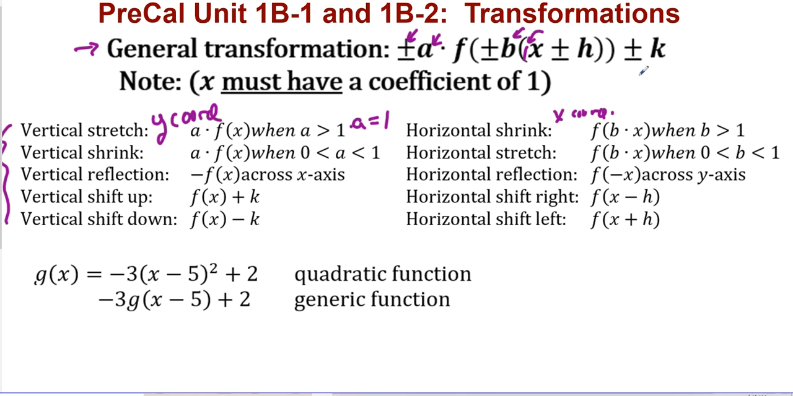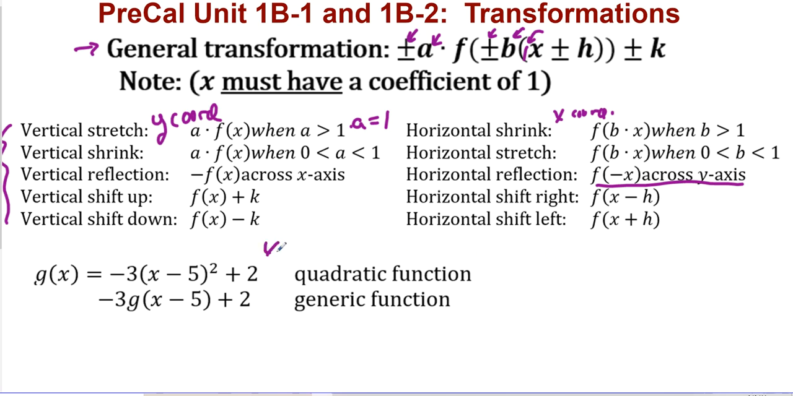But this is a little counterintuitive. When b is greater than 1, you're going to shrink the graph horizontally. And when it's less than 1, it's going to be a stretch. Now again, b is not positive or negative. We can have a -1 or a +1 in front of that, which is going to do the reflection part across the y-axis. Okay, we're just taking that x-coordinate and reflecting across the y-axis.